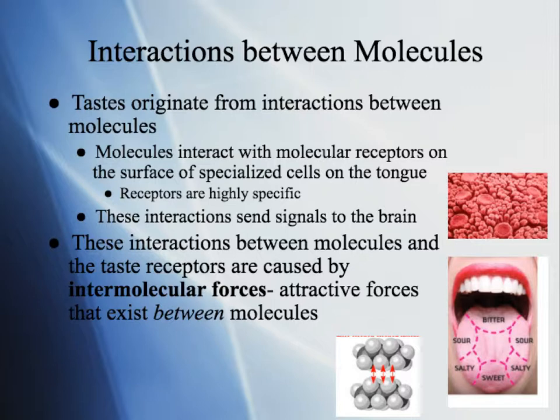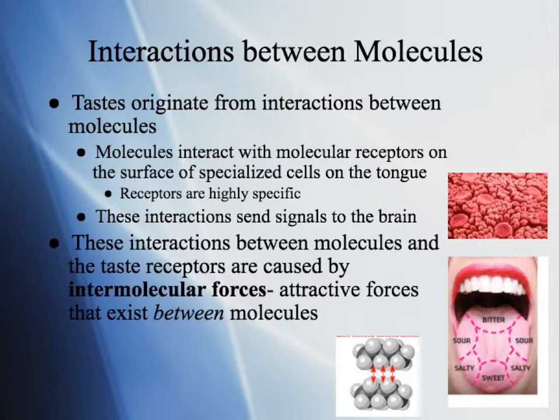So taste originates from interactions between molecules. Those molecules in the food are basically interacting with receptors on your tongue. We have specialized cells on our tongue, taste buds, or papillae as they're called scientifically, and they are responsible for interacting with our food particles. They send signals to our brain to tell us what that food tastes like.